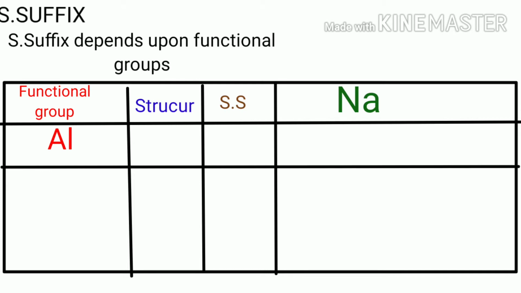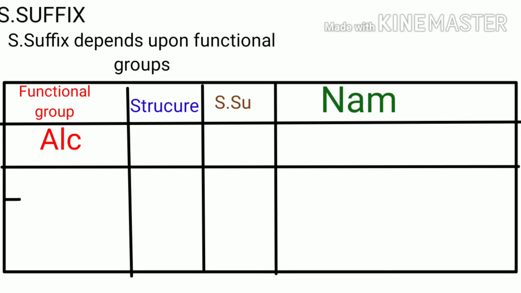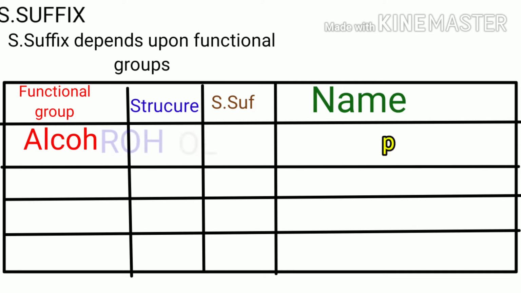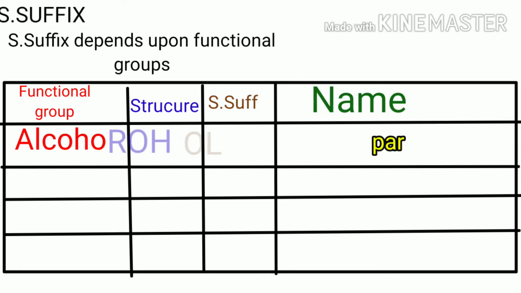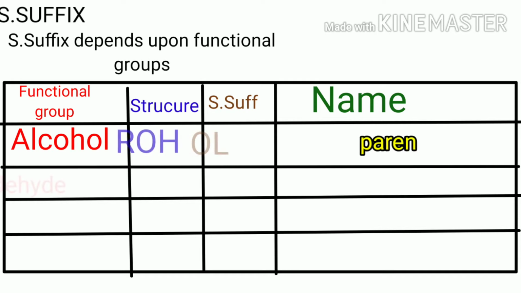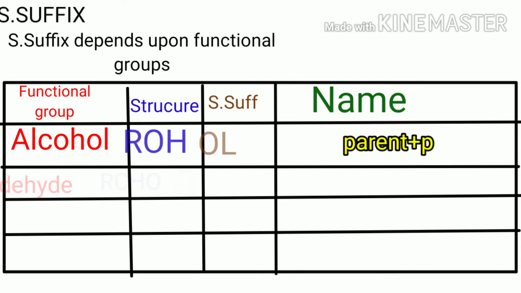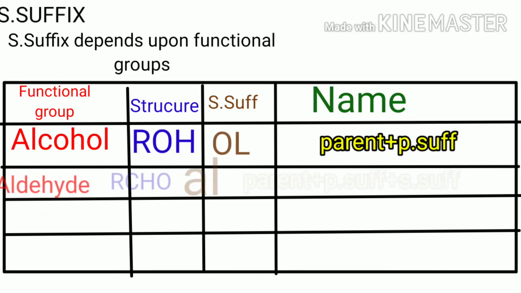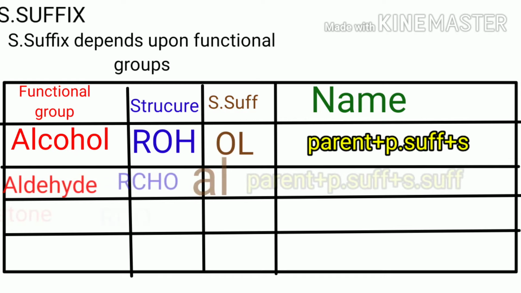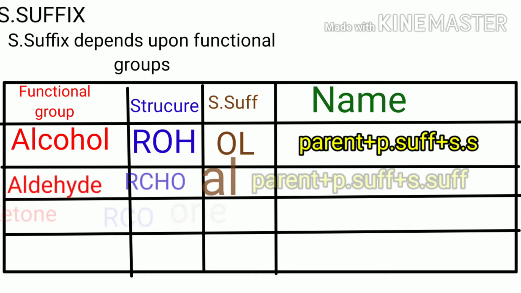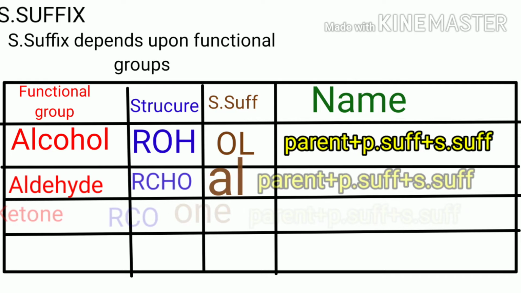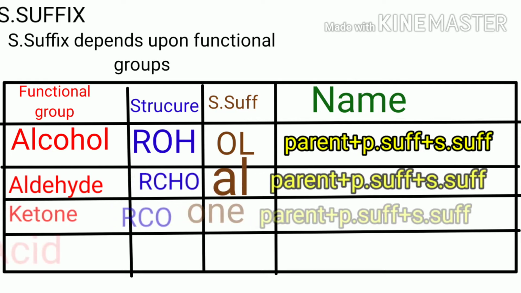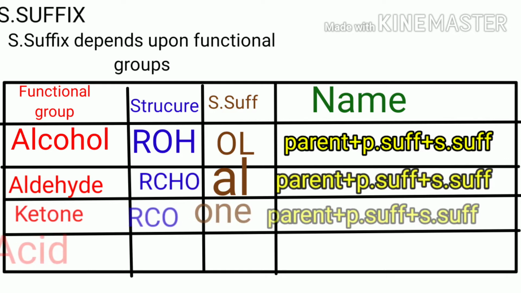The main functional groups: the first one is alcohol. The symbol of alcohol is ROH. The R indicates alkyl. Alkyl means removal of hydrogen from an alkane. That is the symbol of R. Then OH is the alcohol symbol. Then the secondary suffix OL is added. So the name is parent plus primary suffix plus secondary suffix.